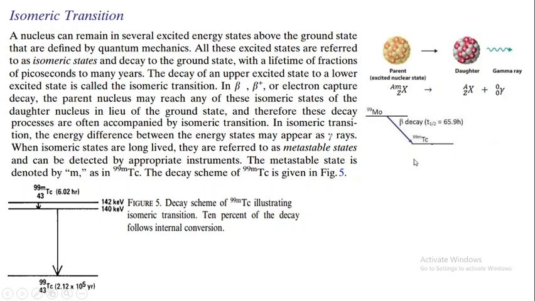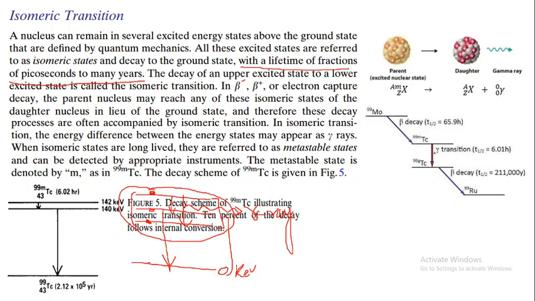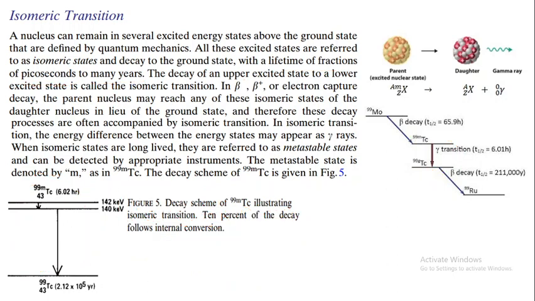An example of this: you have studied that molybdenum decays through beta particle emission into technetium 99M. What actually happens is that this technetium spends 6.01 hours at this point and transits into this position by the emission of gamma radiation. So this is the process here. It spends 6.01 hours half life here, and after that it undergoes a transition from the metastable state to the actual stable state. And this state spends 5.2 × 10⁵ years and undergoes beta decay to give ruthenium.